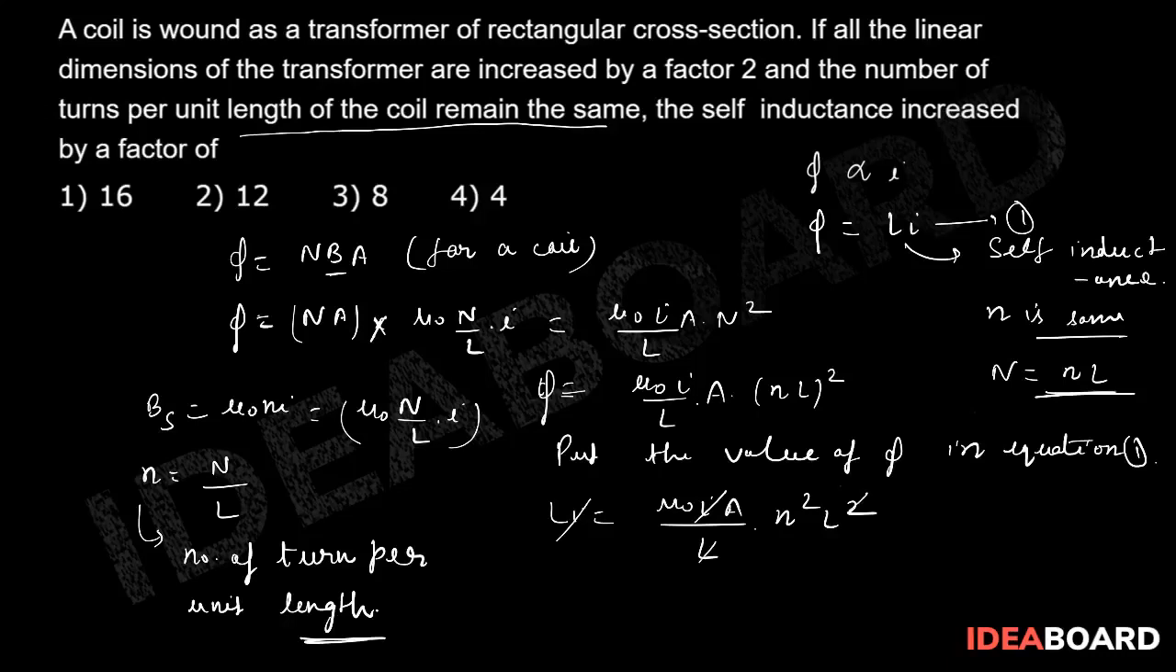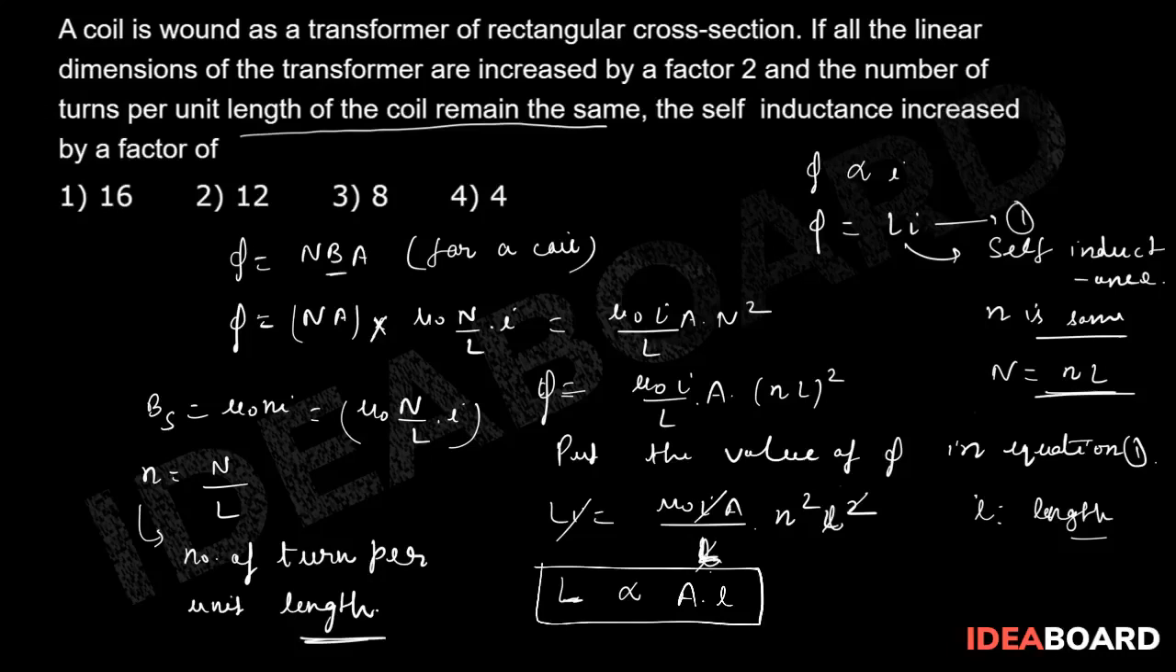So from this one L will also be cancelled out. So let me correct it. This L is nothing else, I am replacing with small l, because otherwise you might get confused. This l is length, right? So what do I get? That self inductance capital L is proportional to area into l, right? Because n is constant as given in the question. So we will use this form.